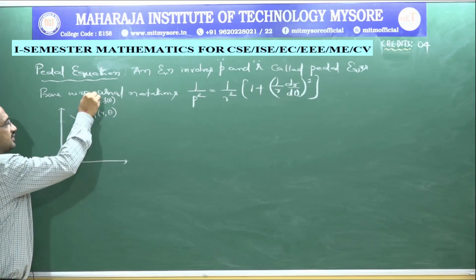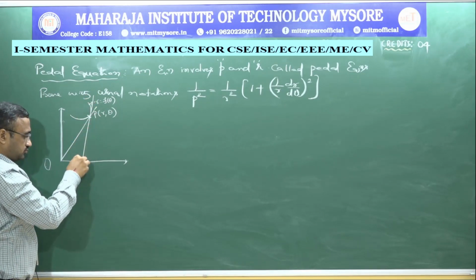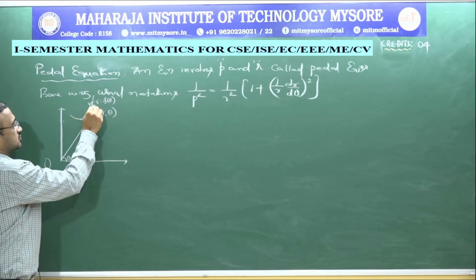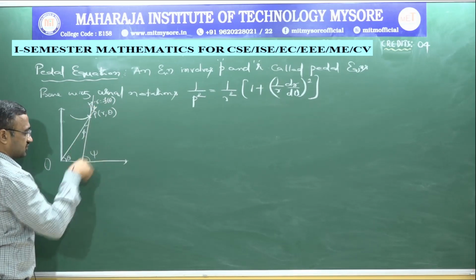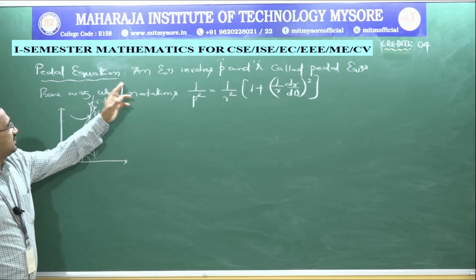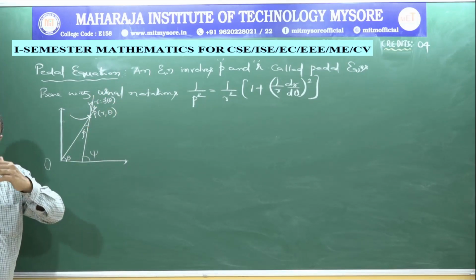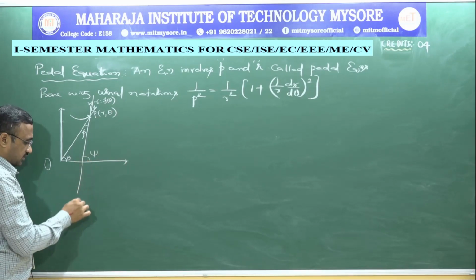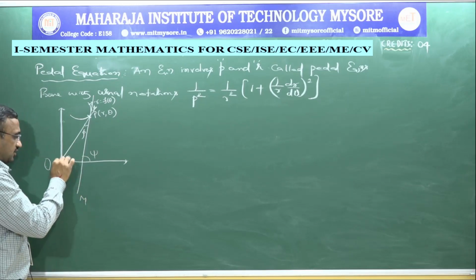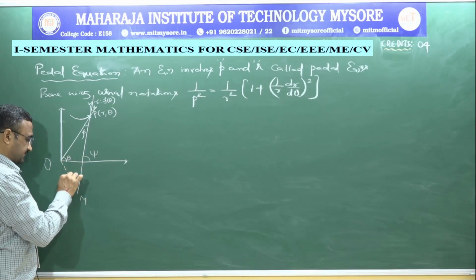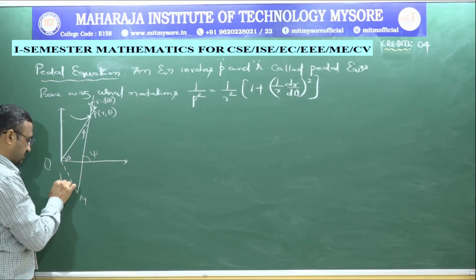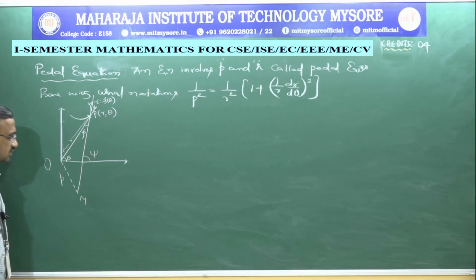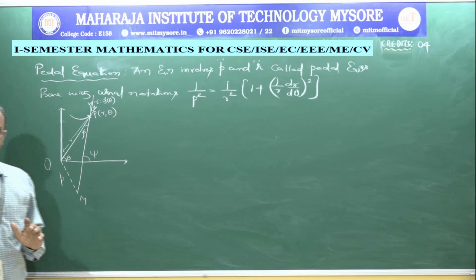Then we draw a tangent. This is theta, this is phi, and this angle is psi. So here they ask for the length of the perpendicular from the pole to the tangent. I extend this tangent, call a point M, and draw a perpendicular line from the pole to this tangent. I call this small p, it is a notation. This is your radius vector, small r. This is the figure we are going to draw here.